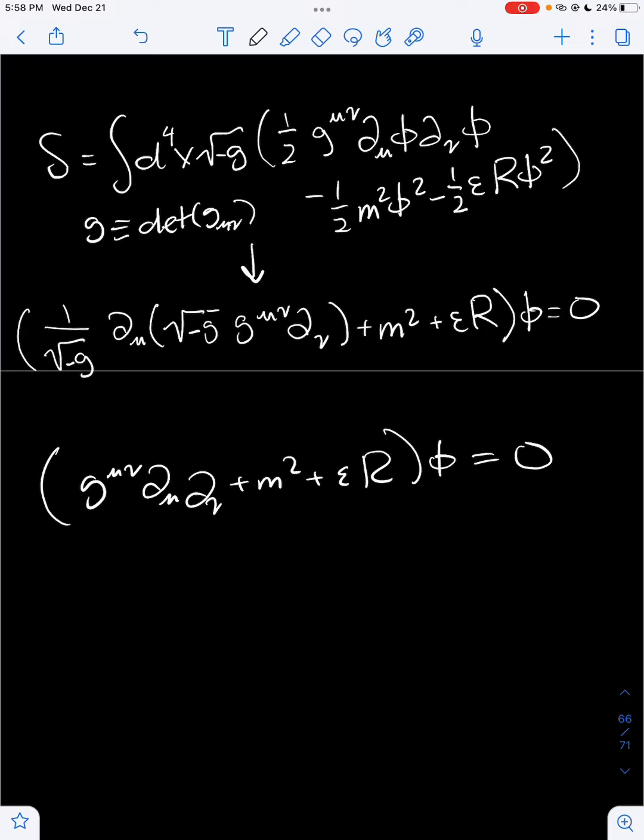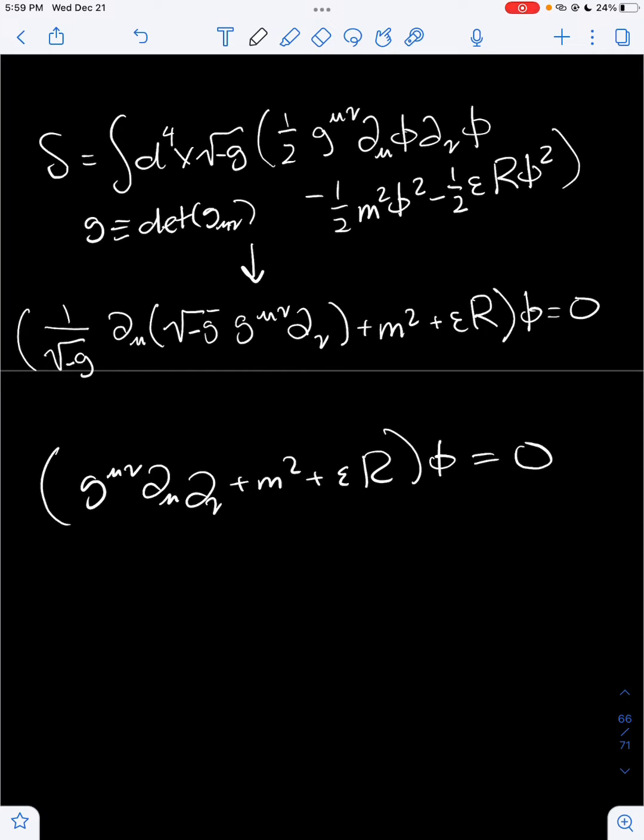So let's begin. Semi-classical gravity is just quantum field theory on a curved spacetime, where we treat the spacetime as just being classical spacetime. So here is the action for semi-classical gravity.